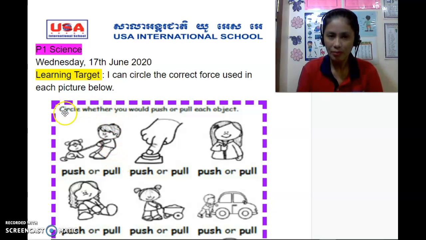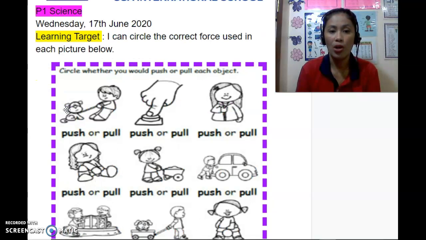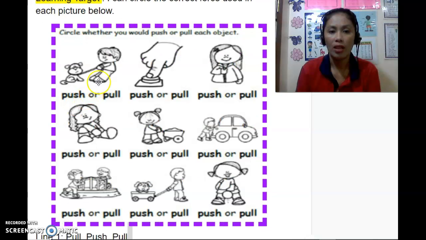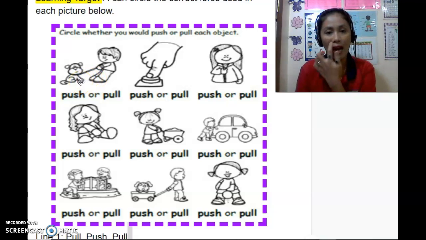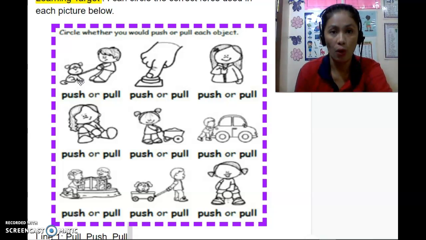Okay, so again, your learning objective is you can circle the correct force used in each picture below. As you can see, here is a picture of a boy and his dog, and there's a string or a rope here. So what is the force that the boy needs to do with it? What's the action or force that he has to perform? It's pull, right? He wants to pull the dog so it will go closer to him.